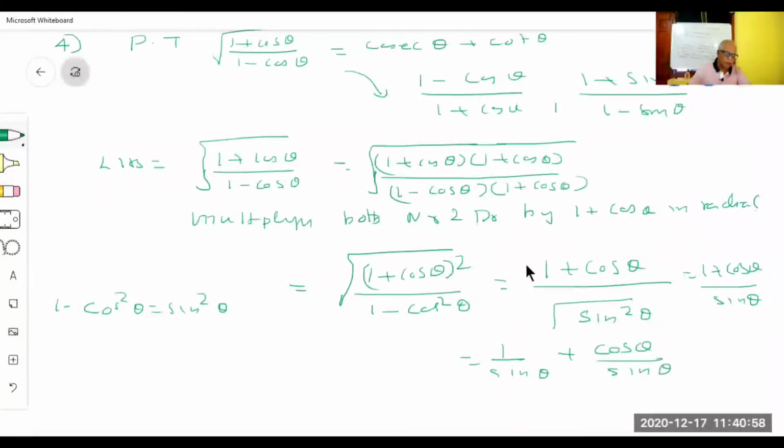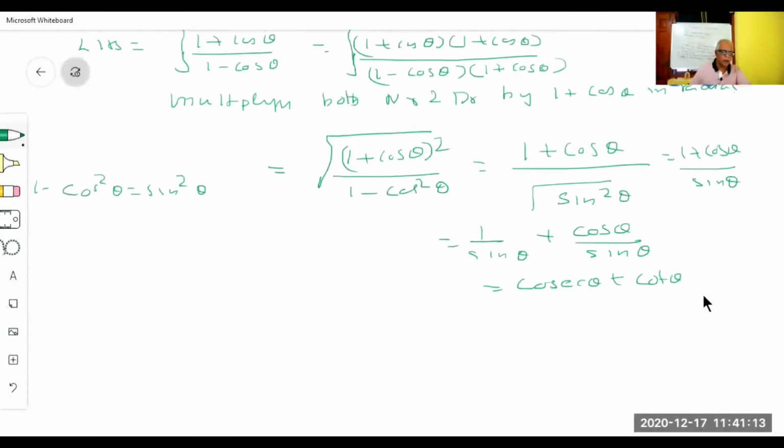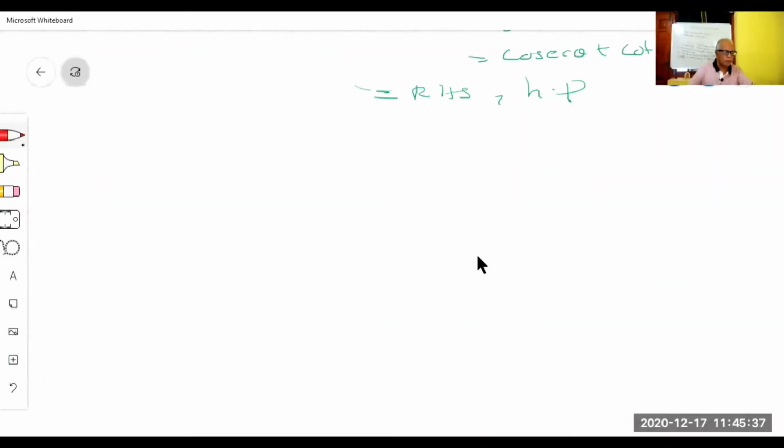As I told you earlier, for any type of this problem under root, you multiply by the conjugate, okay? Cosec theta plus cot theta. Hence, this is the answer you should get, which is equal to RHS. Hence proved. So this problem is over. Hope you followed it. Next problem, I think the number is maybe 7, right? Let me put question number 7. Forgive me, I forgot the number.